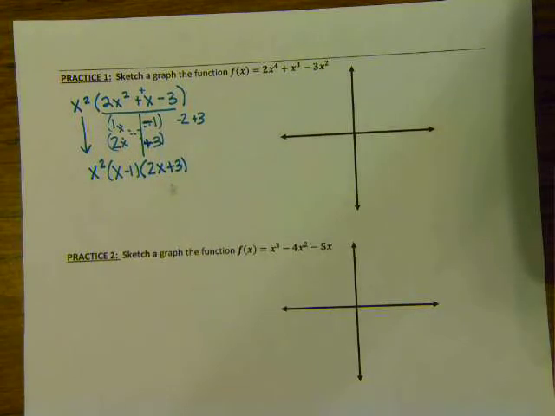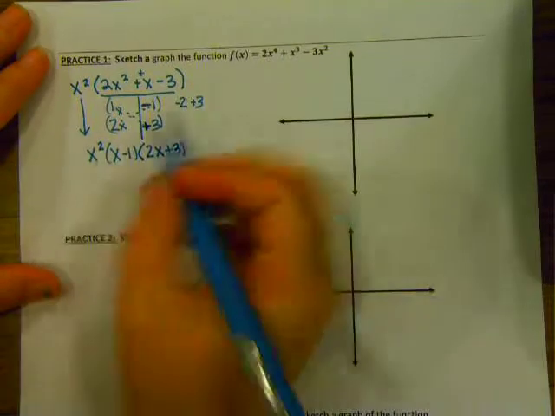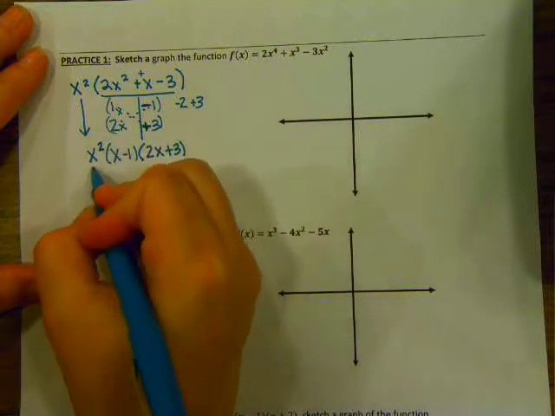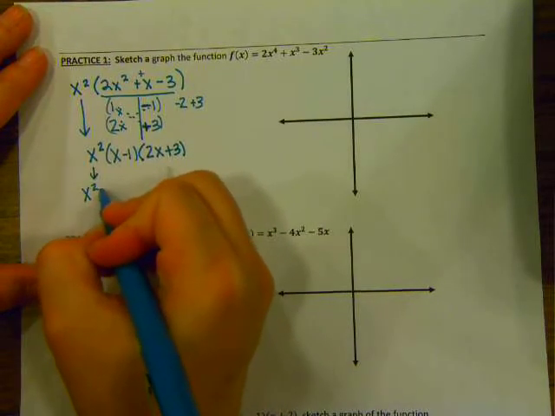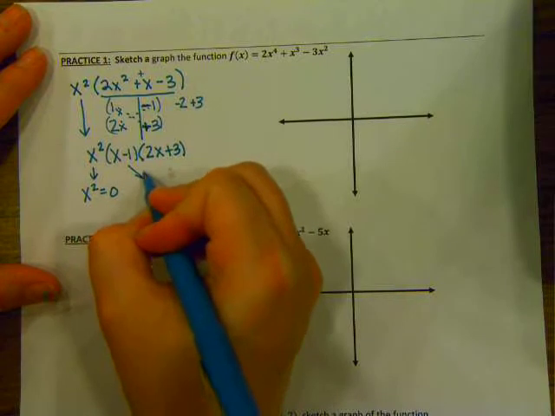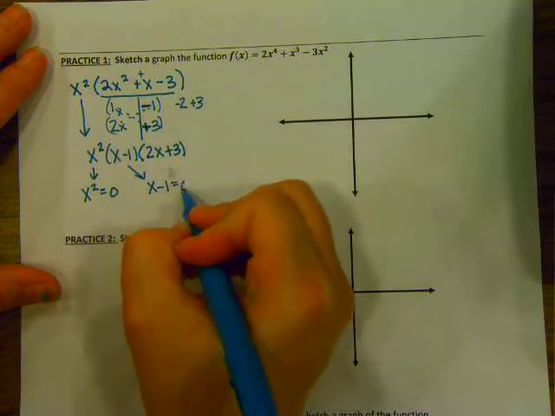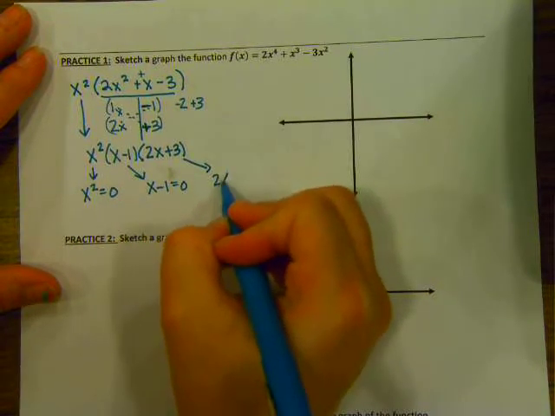Now, if you are struggling with the factoring, you need to step up to the plate and come in at nest. Please do. It's not going to go away. You can see that. Now, after our factors, we're going to set each of them equal to 0. So I have x squared equals 0. I have x minus 1 equals 0. And I have 2x plus 3 equals 0.